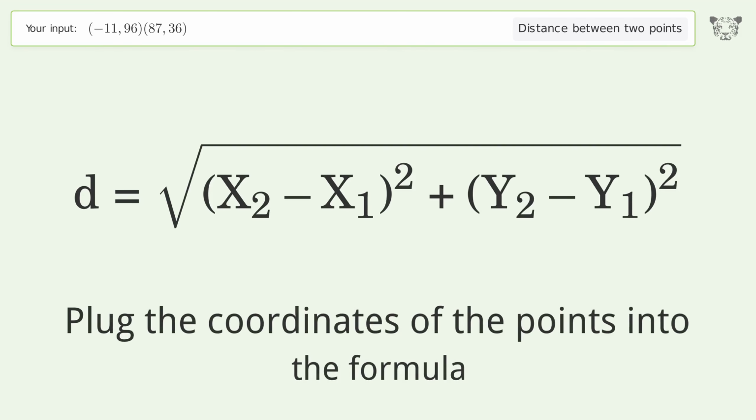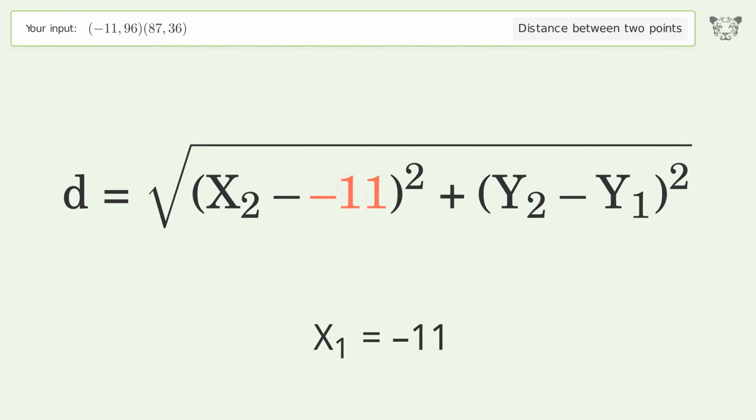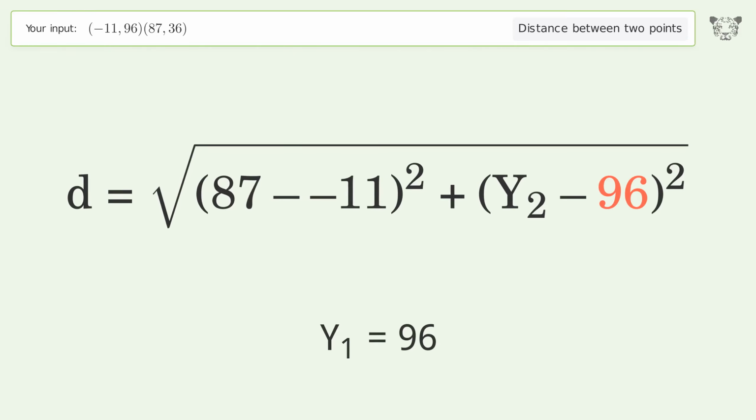Plug the coordinates of the points into the formula. x1 equals -11. x2 equals 87. y1 equals 96. y2 equals 36.